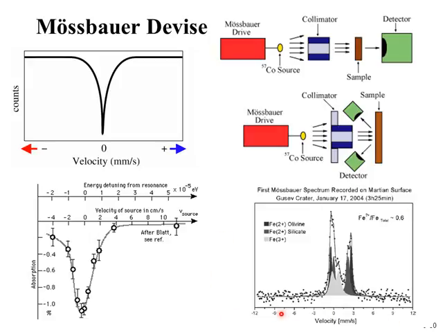Here's the velocity of the source, and the absorption lines. What one can do is look at these chemical shifts to get an idea of what iron components are present. And this was important for looking at the total amount of iron 2 relative to total iron. And this gave an idea of oxidation on the Martian surface, which would give an idea about the presence of water.